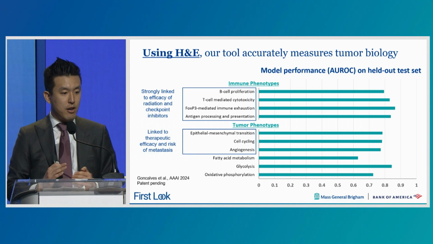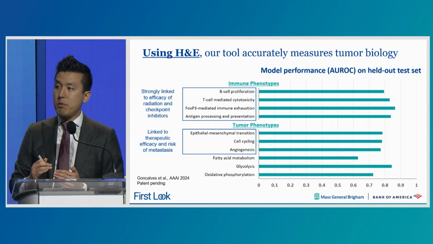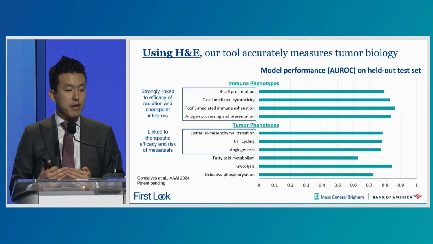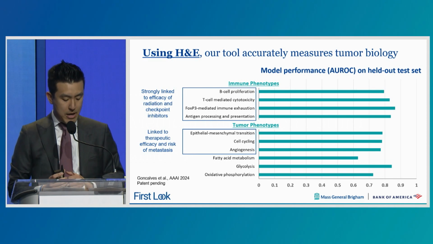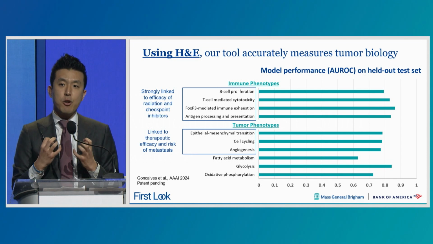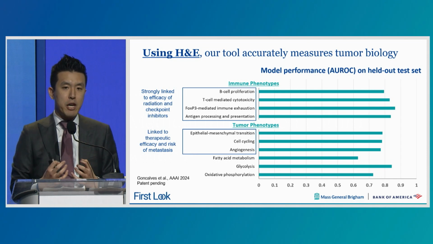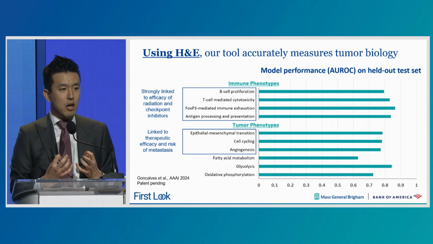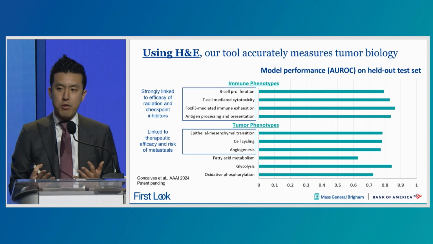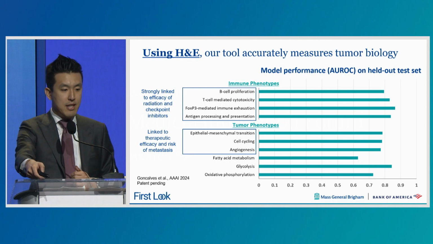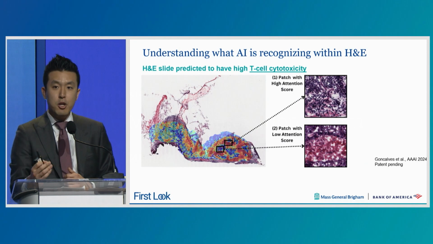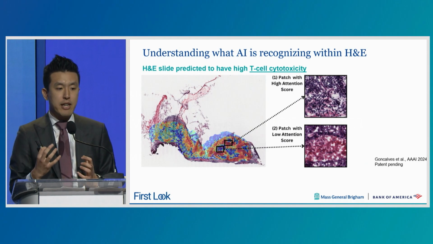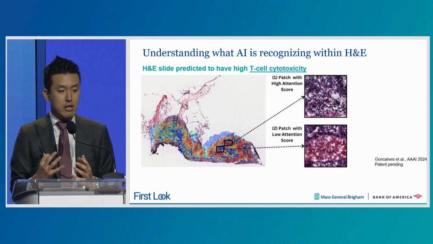As you can see here, these aspects of the tumor microenvironment have been pretty strongly linked to therapeutic efficacy for a broad range of therapeutics. And practically speaking, the ability to quantify the tumor microenvironment will enable us to have a more precise understanding of tumor biology, which will then translate into a better treatment selection for patients. But it's not enough to be correct. We also have to recognize what exactly the model is learning to make the prediction.